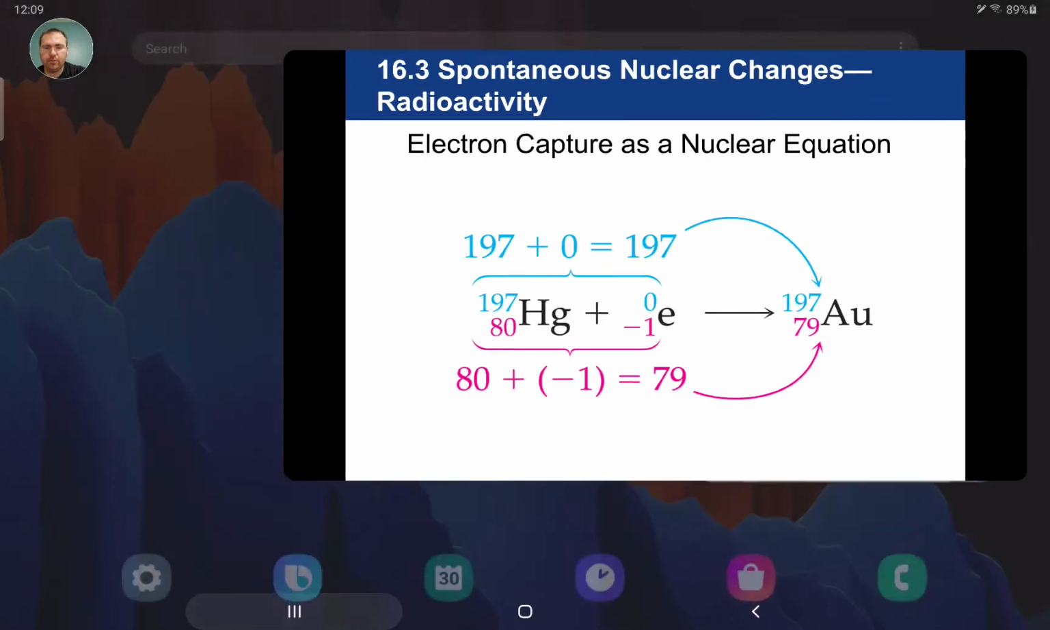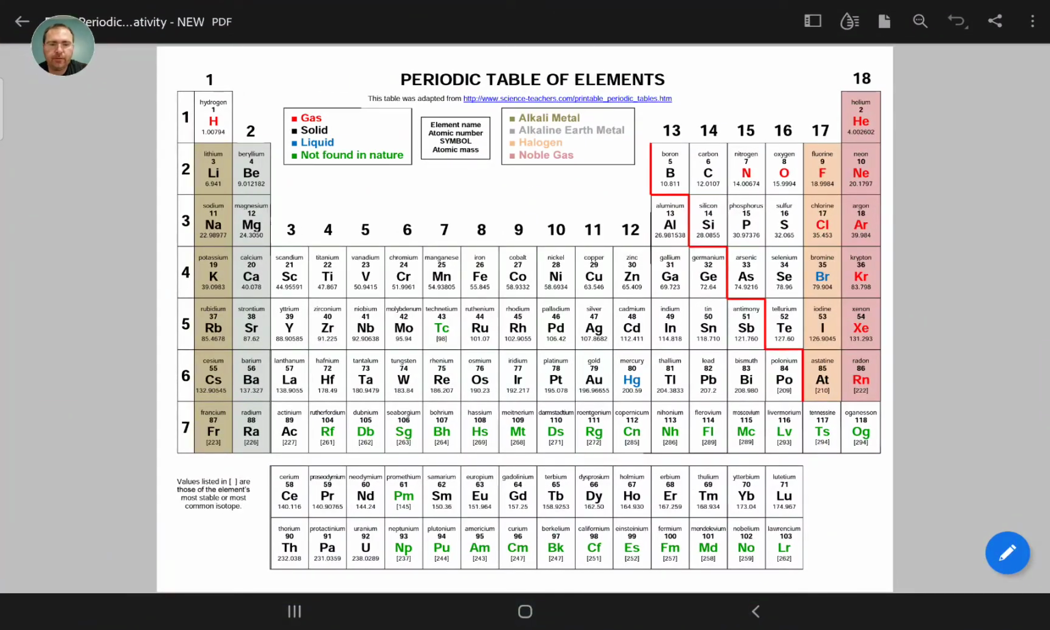So let's show you that real quick. So if you have mercury, you're over here. So mercury sits here in the periodic table. And notice we're just moving left to gold. So this can be done through positron emission, or it can be done through electron capture.